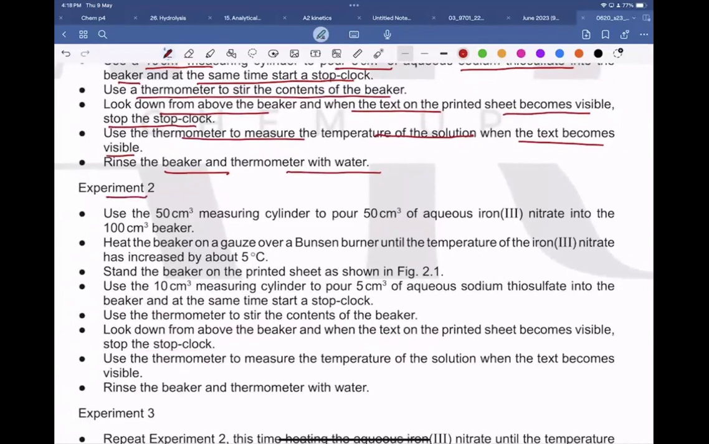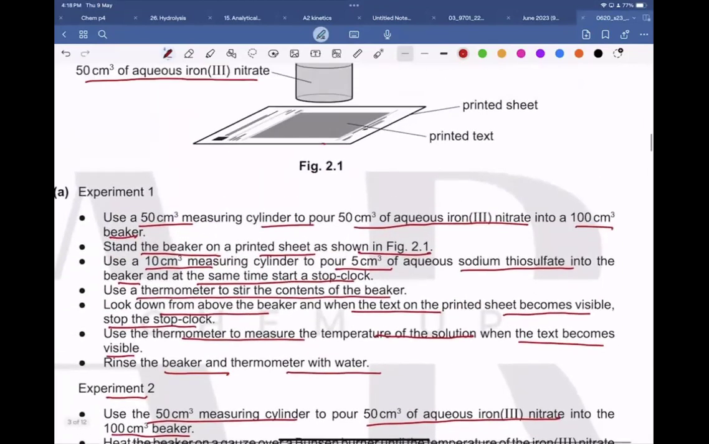Now, what did the student do in experiment 2? Use the 50 cm³ measuring cylinder to pour 50 cm³ of iron(III) nitrate into a 100 cm³ beaker. Heat the beaker on a gauze over a Bunsen burner until the temperature of the iron(III) nitrate has increased by 5 degrees Celsius. See here, there is no heating in experiment 1, so the reaction occurred at a 5 degrees Celsius lower temperature, right?